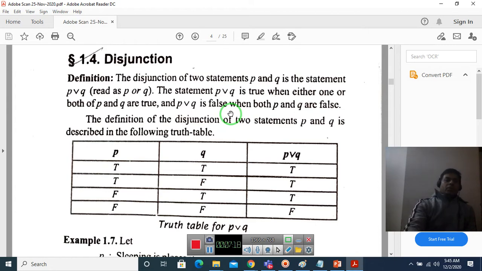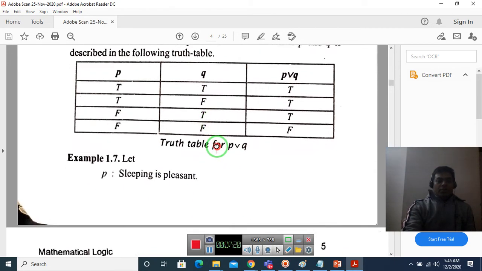For the truth table, there are 2 to the power 2, that is 4, possible combinations: true-true, true-false, false-true, false-false. The result will be true when both are true or when any one of them is true. Otherwise, when both are false, the result is false.